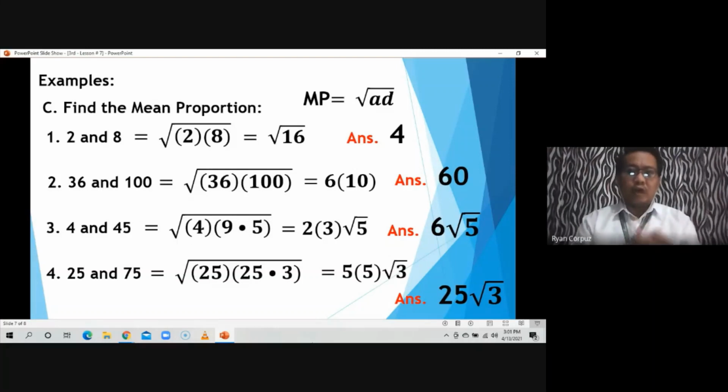So hopefully, this time you know already how to simplify ratio. Second, you know already how to find the value of the variable in a given proportion. And third, you know already how to find the mean proportion of two numbers. So if there are no more questions, that would be all for today.